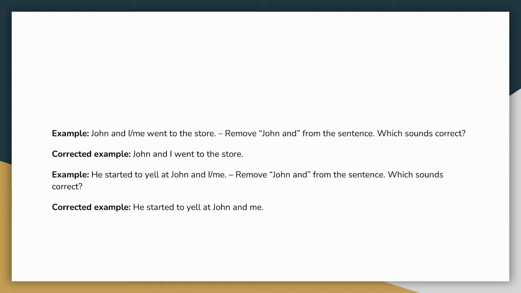You can always remove the first part of your sentence to help you figure out which one works. Usually I is the subject of the sentence. Me is the object. It's happening to me. I am doing the thing. That means that's the subject. The object is the thing that it's happening to. So if somebody's yelling at me, I'm the object. I'm not doing the yelling unless I'm yelling at him.